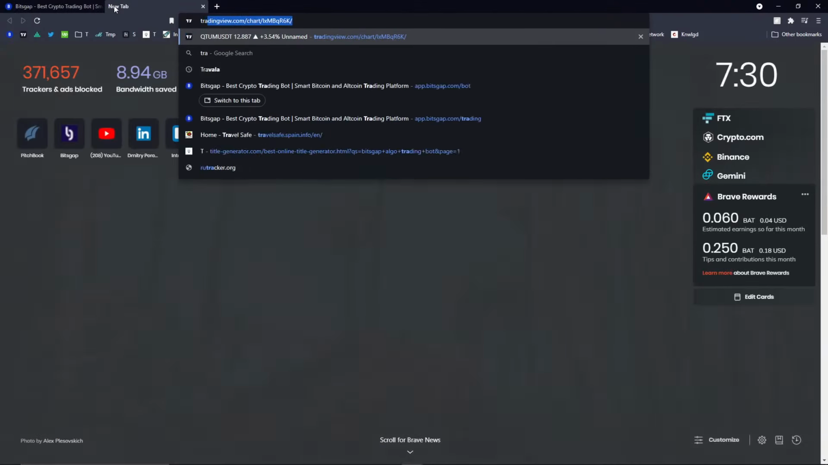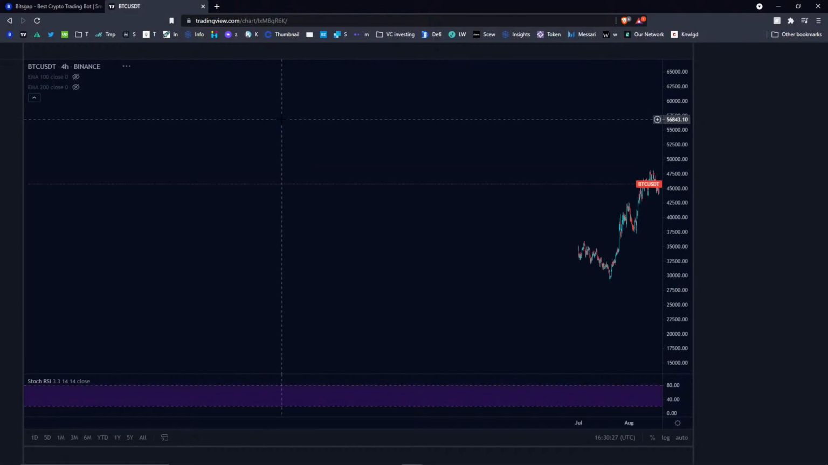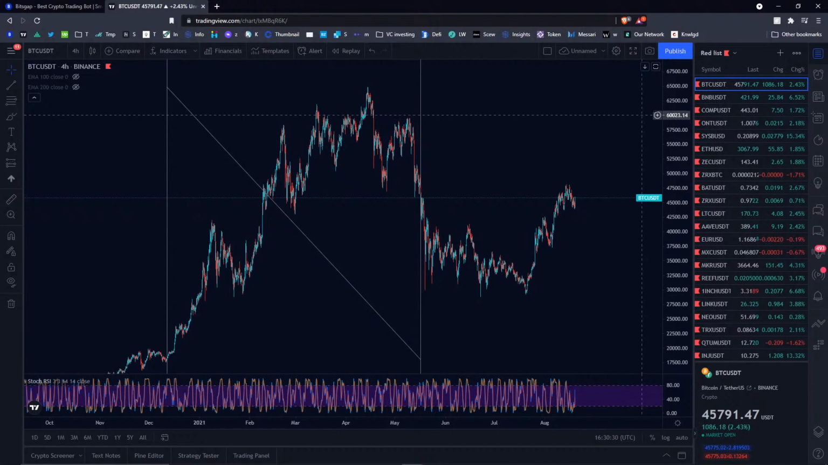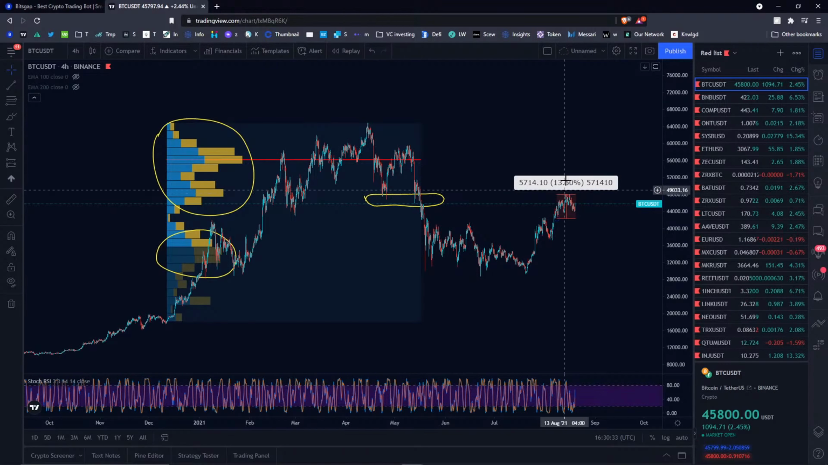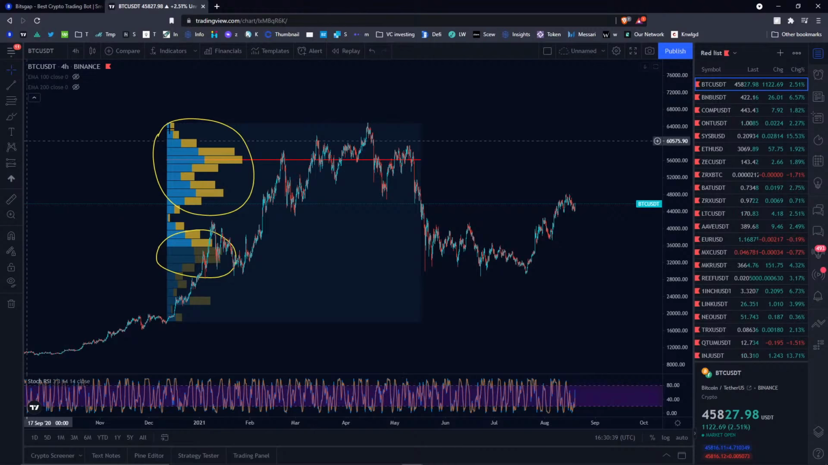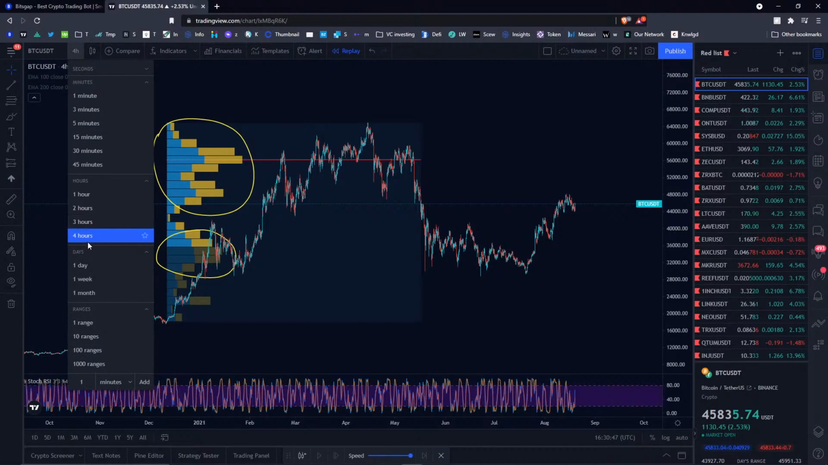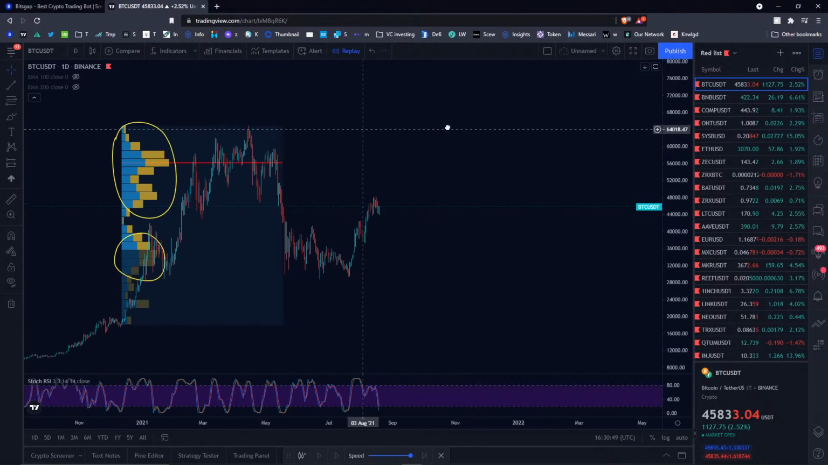So let's say TradingView. Here you have this tool, the volume profile, which is for free. You don't need to have a pro account. It's something you can have for free. So, can I replay it? Yeah, I can actually replay on the daily chart.